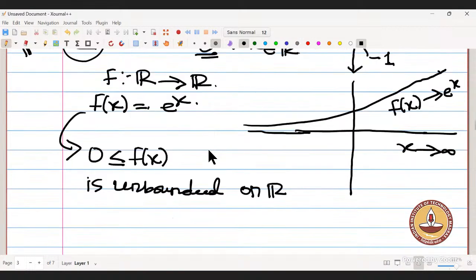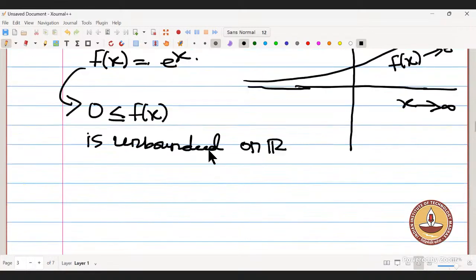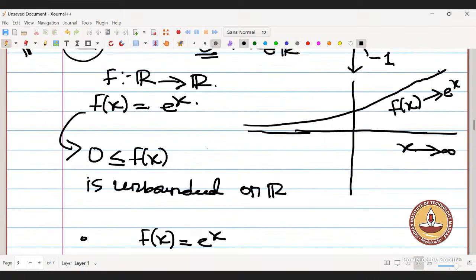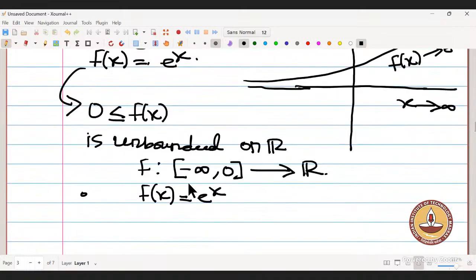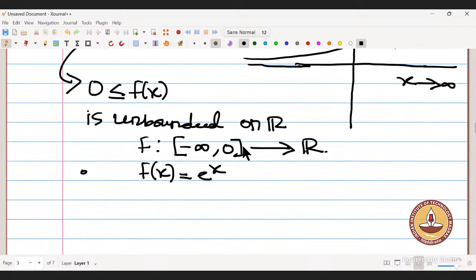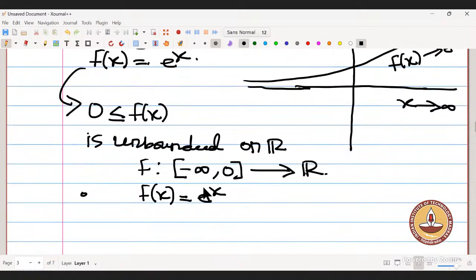But suppose I am considering the same function, as someone was asking, f of x equal to e power x. Now what I will do, I will change the domain of the function. Here I have considered this function from R to R. Instead, let me consider this function from minus infinity to 0, to R. Now my domain is different. I am not considering this function from whole R to R, I am simply considering some part of the function. My domain is slightly restrictive.